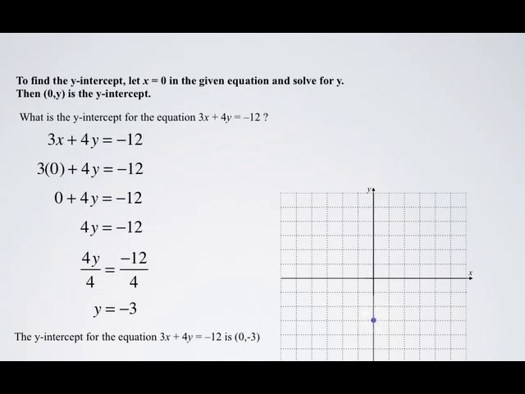We plot that point right there. That's (0, negative 3). We know it's a possible y-intercept because it lies along the y-axis and its x value is 0.